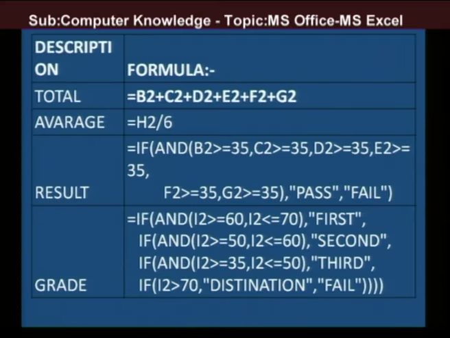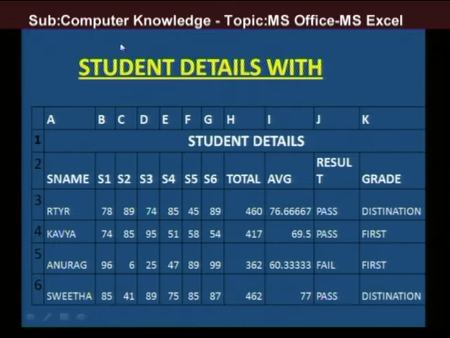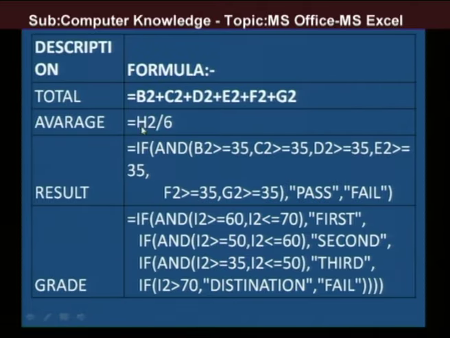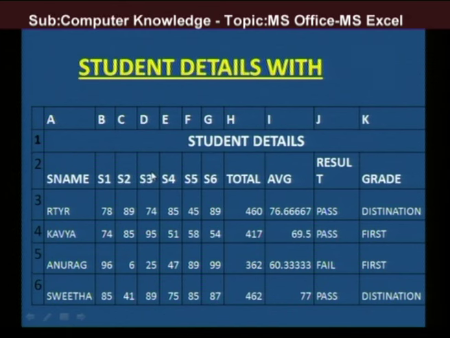Using the shortcut key it is very simple, but at basic level you have to do it in the practical way: B2 plus C2 plus D2 plus E2 plus F2 plus G2. This is the shortcut key. Next, average. Average is nothing but total divided by number of items. Total is in the H column, second row, and the number of items is 6. So, H2 divided by the number of items, 6. That is the average formula, in this format only.